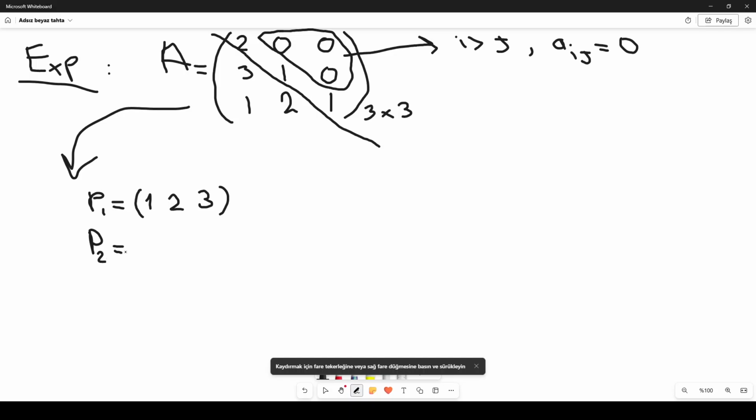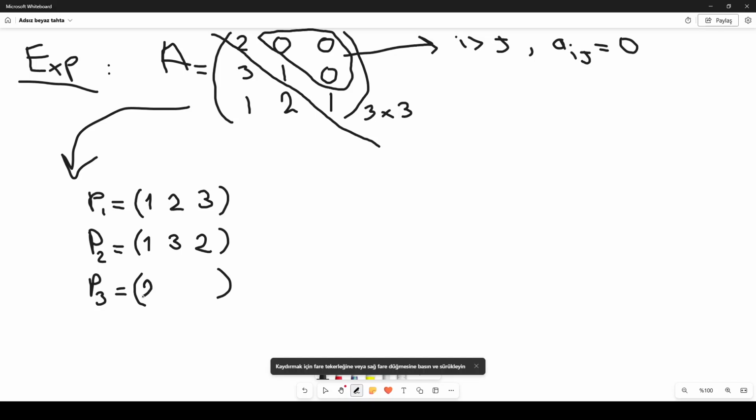P2 is equal to, let's keep the first position and just swap the last 2. So we have 1, 3, 2. And how about the third one? Well, actually you can write these permutations in any order. That doesn't matter, because we will find all permutations along with their corresponding signs and their corresponding multiplications. So it doesn't matter where you put them in the table, but we need to find them accurately along with their signs and multiplications.